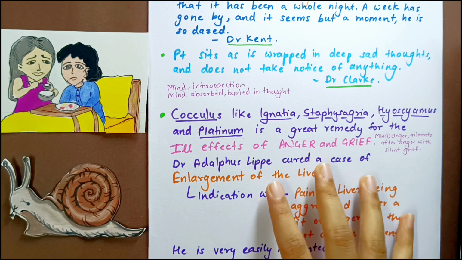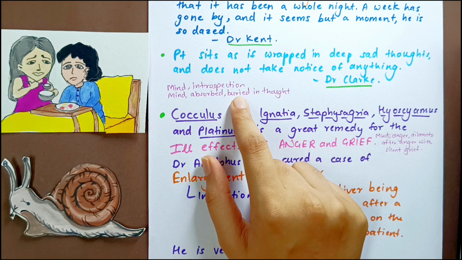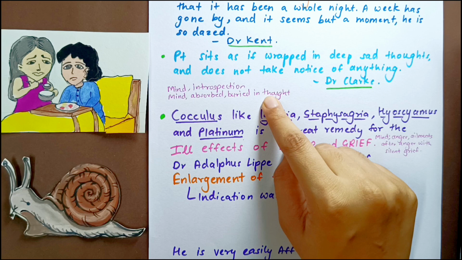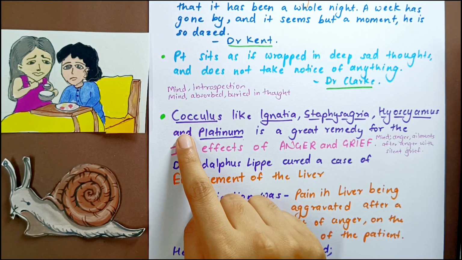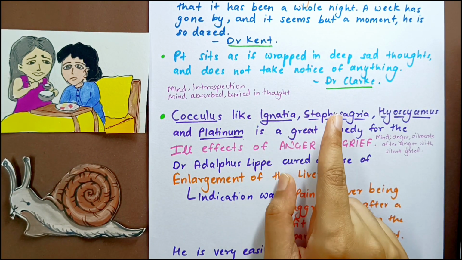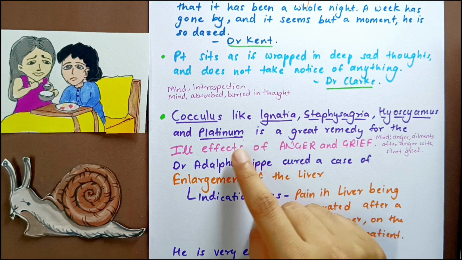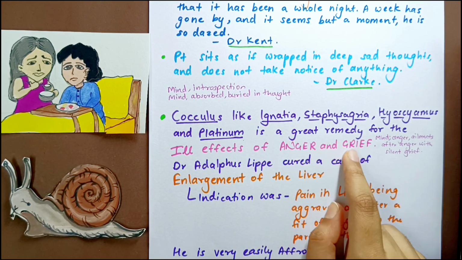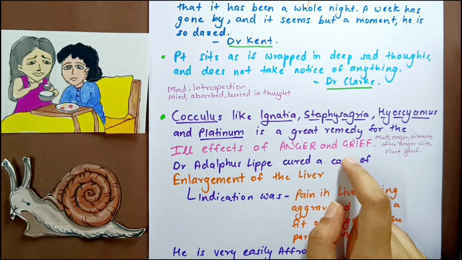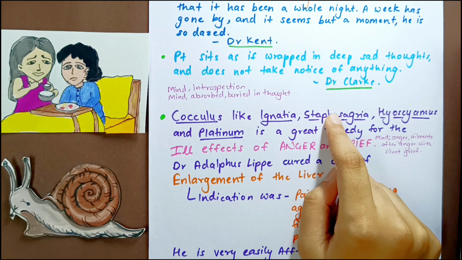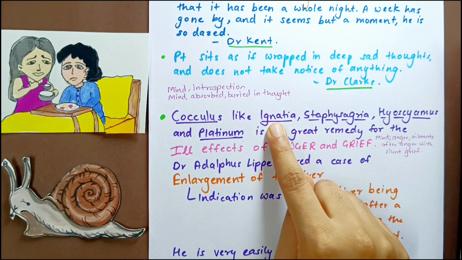Now, Cocculus, and these are also taken from Dr. Kent's repertory only, and this is written in Dr. Clarke's Materia Medica, but the rubric is in Dr. Kent's repertory. So, Cocculus now, like Ignatia, Staphysagria, Hyoscyamus, and Platinum, is a great remedy for the ill effects of anger and grief. So, you all know Staphysagria is so famous for anger as an ailment from, and Ignatia is very famous for grief as an ailment from.